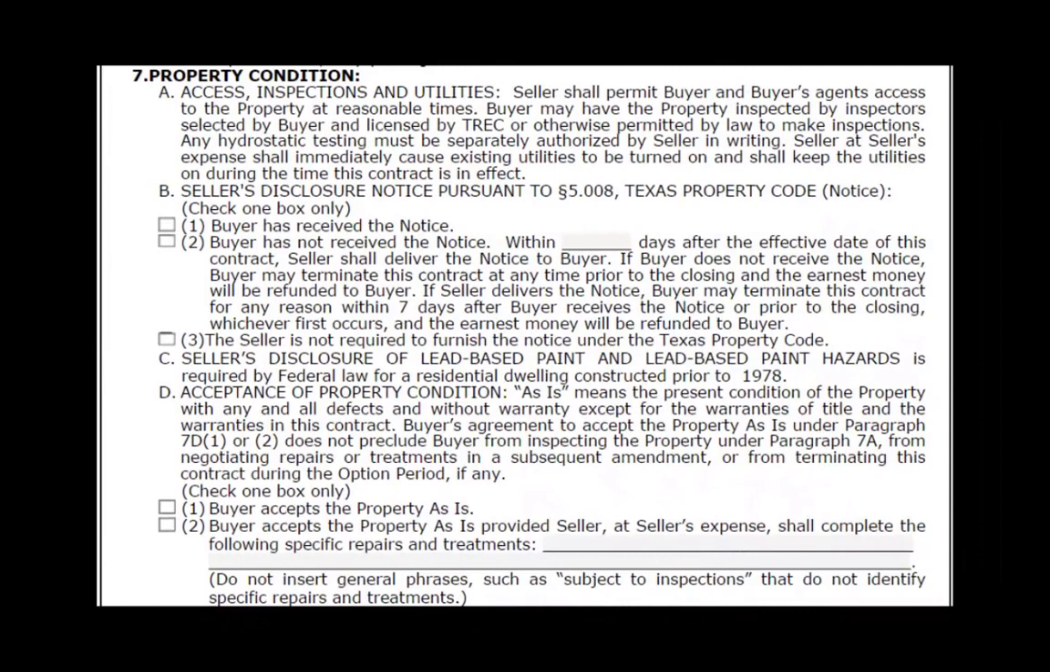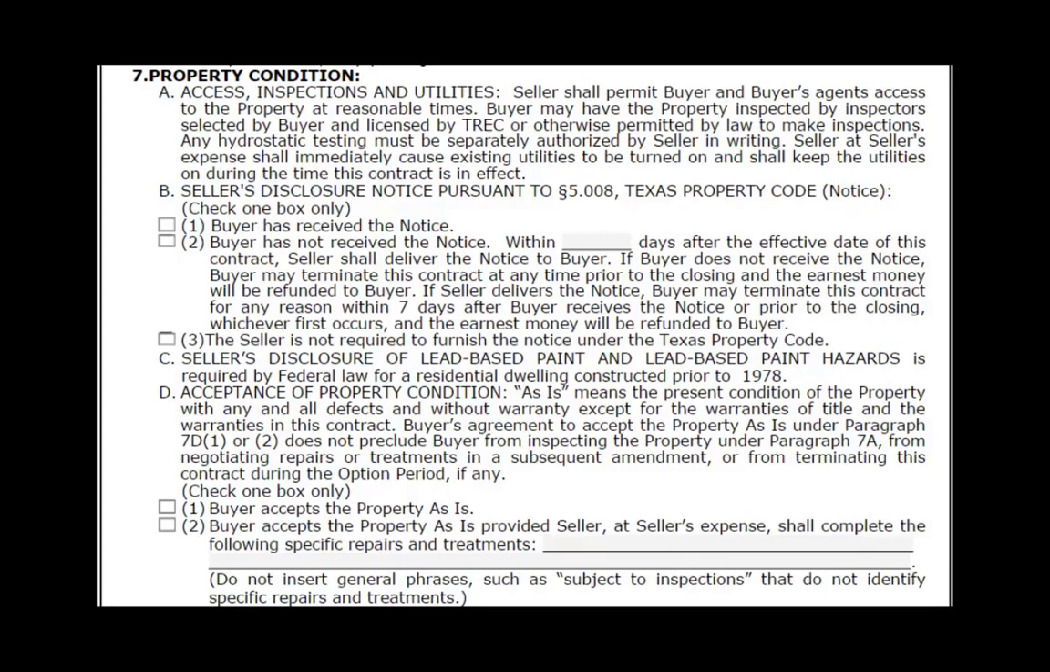Paragraph 7, property condition. This paragraph is broken down into 7 different parts, and they are A, access, inspections, and utilities; B, seller's disclosure notice; C, seller's disclosure of lead-based paint; D, the acceptance of property condition; E, lender required repairs and treatments; F, completion of repairs and treatments; G, environmental matters; H, residential service contract. So let's start off with A, access, inspections, and utilities.